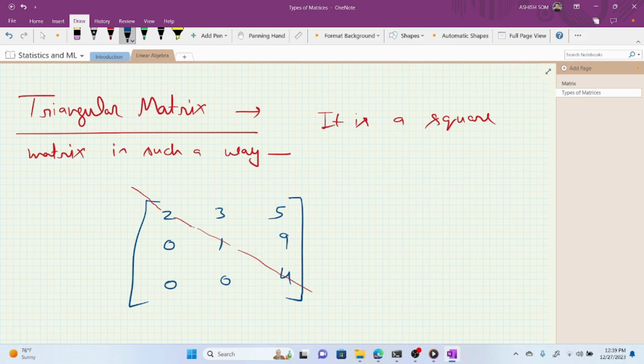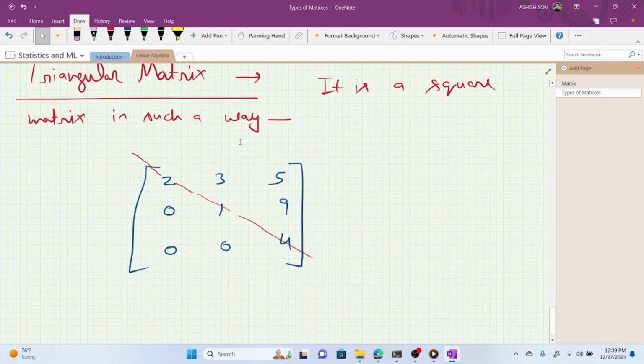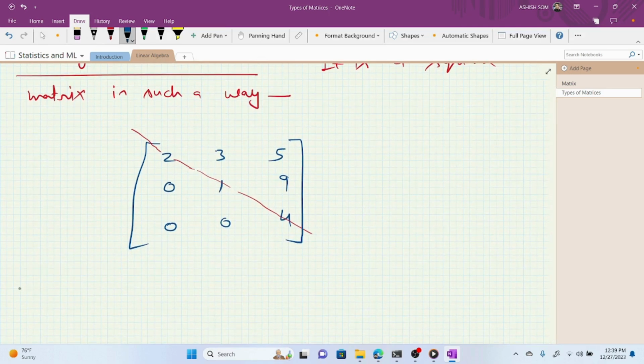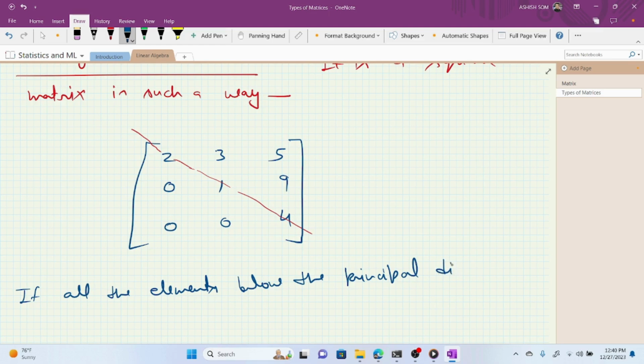So a triangular matrix is a square matrix and it may be an upper triangular or a lower triangular matrix. If all the elements below the principal diagonal are zeros, then it is an upper triangular matrix. It is an upper triangular matrix, guys.